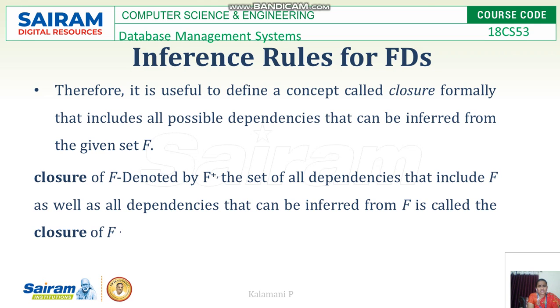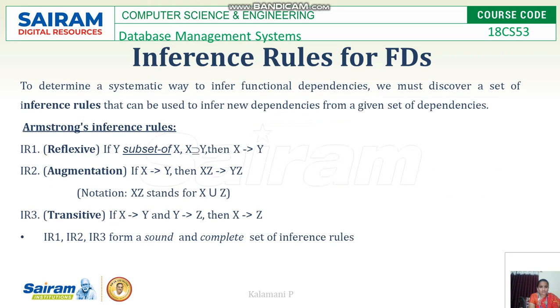Before that, these inference rules are useful to define a concept called closure. Formally, it includes all possible dependencies that can be inferred from the given set F. The closure of F, denoted by F plus, is the set of all dependencies that include F as well as all dependencies that can be inferred from F. So closure of F, denoted by F plus, includes the given functional dependencies F and all other functional dependencies inferred from F.